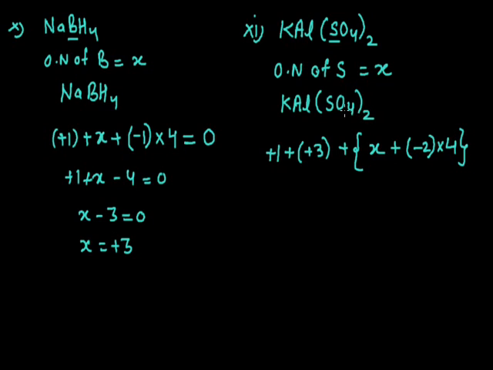Now the sulfate is whole twice, so we multiply it by 2. Now we get +1 plus 3, which is +4, plus x minus 2 into 4, that is minus 8, into 2, and it will be equal to 0 because it is a neutral molecule, and the charge on a neutral molecule is always equal to 0.